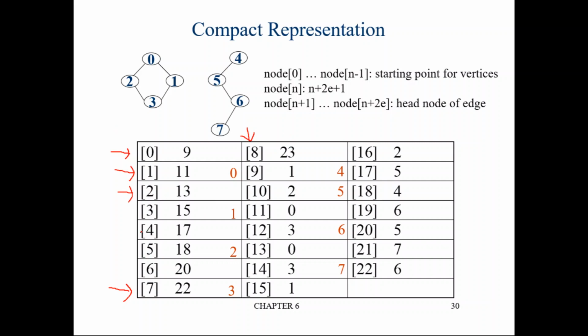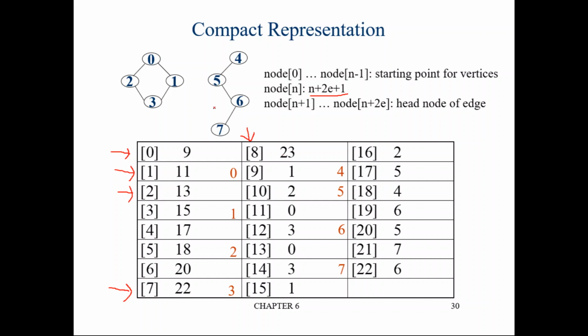So the last vertex is 7. After the last vertex, what we have? 8. So that should be filled with n plus 2e plus 1. What is n plus 2e plus 1? Already we discussed, that is 23. So that will be filled with 23. Actually, we don't have any 23 location. So that is the end of the array. There is no such location. That is beyond the end. The end is 22. It is beyond that. That 23 will come here. Right? Fine.